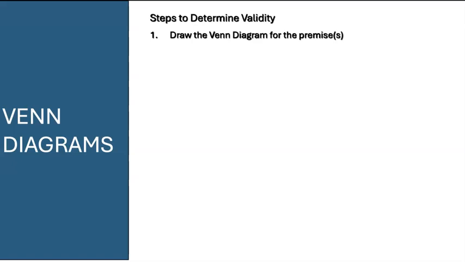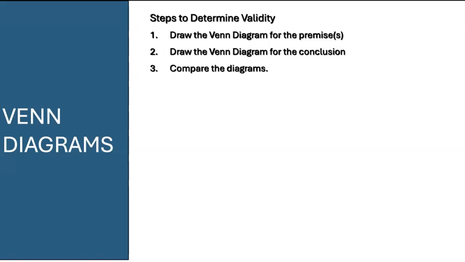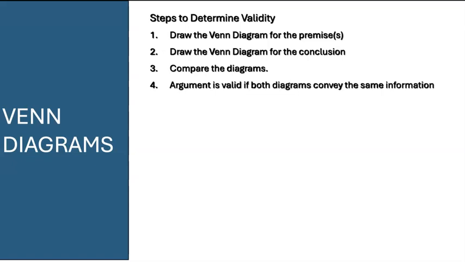So steps to determine validity. 1. Draw the Venn diagram for the premises. 2. Draw the Venn diagram for the conclusion. 3. Compare both diagrams. They should be giving you the same message. Right? In fact, there are some persons who don't even draw the Venn diagram for the conclusion because they do the comparison straight from the premises diagram. So the argument is valid only if both diagrams are conveying the same message. Right? So if the message of the conclusion is seen in the premises diagram, then the argument is valid.